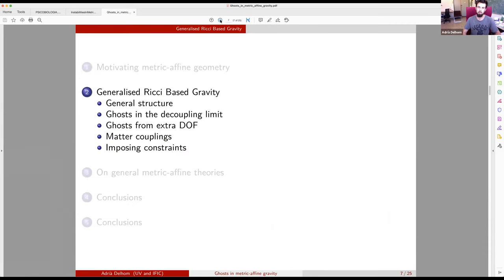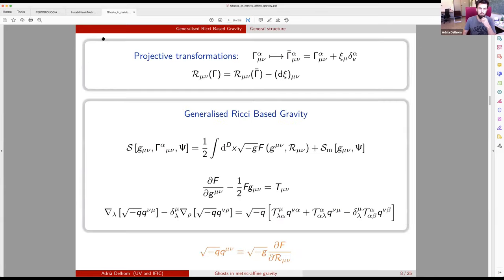Okay, so let us go to the central part of the talk. In order to show the generic presence of ghosts in metric affine theories, I will be dealing with this generalized Ricci-based gravity class because it's a simple example and it will be illustrative enough so that we can see this generic presence.